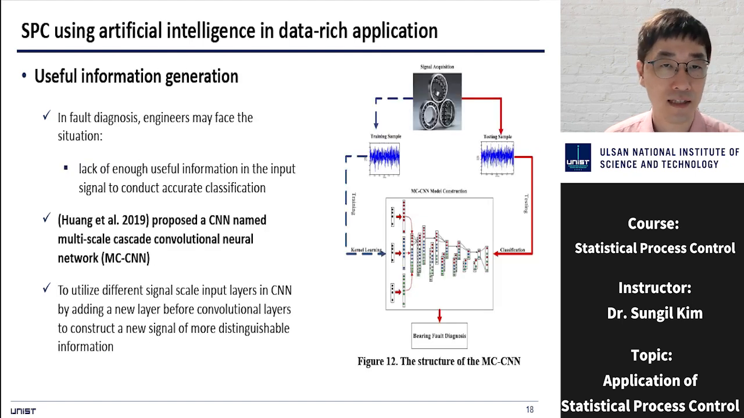In fault diagnosis, engineers may face situations where there is a lack of enough useful information in the input signals to conduct accurate classification. To solve this problem in varying fault diagnosis, the authors of this paper proposed a multi-scale cascade CNN to utilize different signal scale input layers in CNN, by adding a new layer before the convolutional layers to produce a new signal with more distinguishable information.